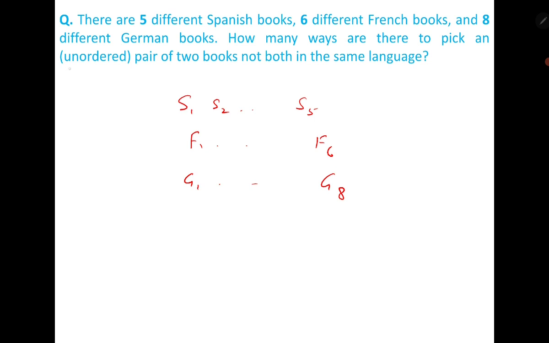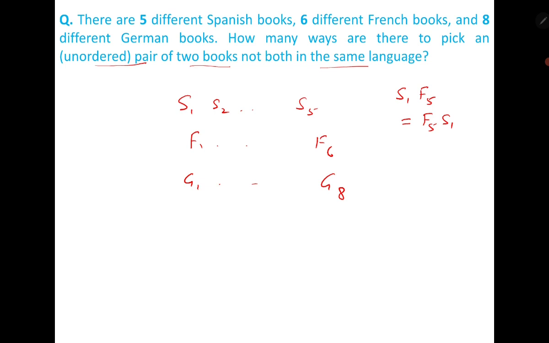How many ways are there to pick an unordered pair? Unordered means that S1 F5 is equal to F5 S1. So we need to pick two books not in the same language.